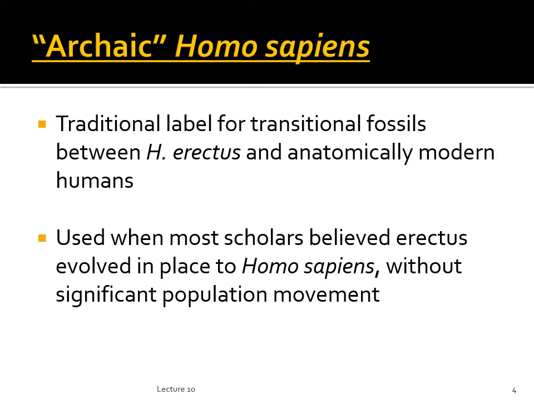When fossils were found that seemed to be partway between erectus and modern sapiens, they were considered transitional and called Archaic Homo sapiens. The implication from this terminology was that, by and large, there was nothing of particular importance or interest happening in this time period. These populations didn't need their own labels because there wasn't much to say about them anyway.